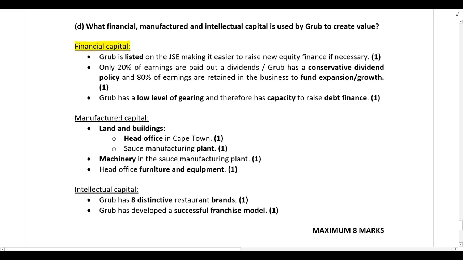Financial capital. Grub is listed on the JSE, making it easier to raise new equity finance if necessary. Only 20% of earnings are paid out as a dividend, so they have a conservative dividend policy, and 80% of the earnings are retained in the business to fund expansion or growth. They also have a very low level of gearing, and they therefore have capacity to raise debt finance.